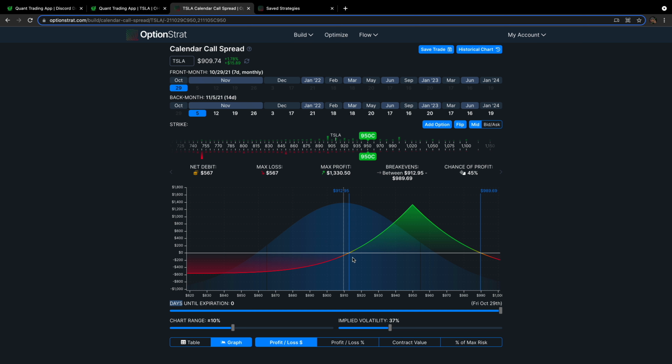This is not a bad spread to be in, because if Tesla closed at 920, you'd end up making about $180. If Tesla closed at 925, you'd end up making $300, which is well over 50%. So it's still a good trade.